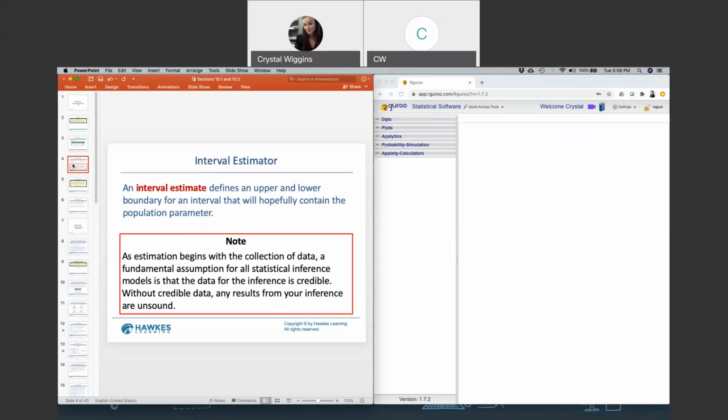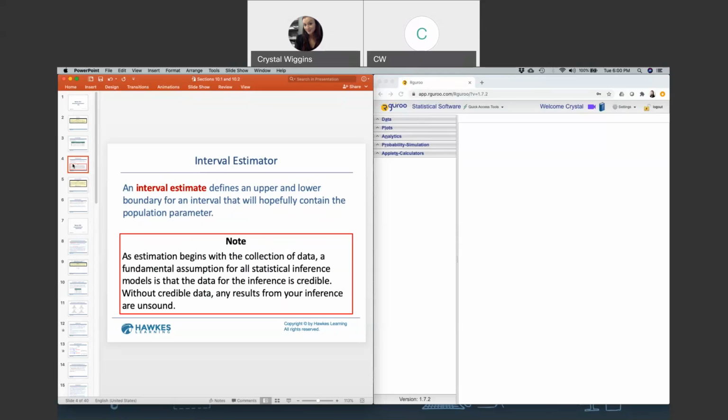An interval estimate defines an upper and lower boundary for an interval that will hopefully contain the population parameter. An estimation begins with a collection of data. A fundamental assumption for all statistical inference models is that the data for the inference is credible. Without credible data, any results from your inference are unsound.